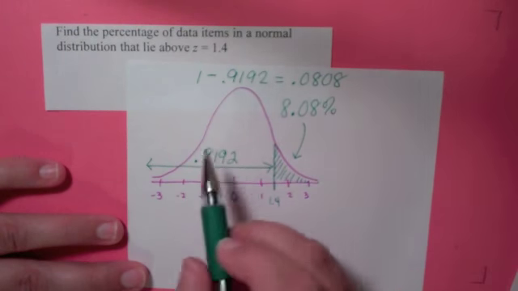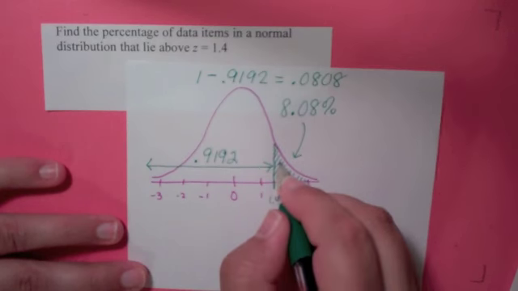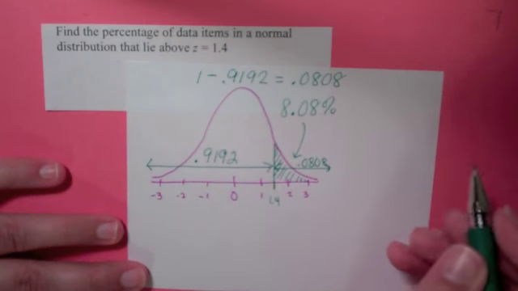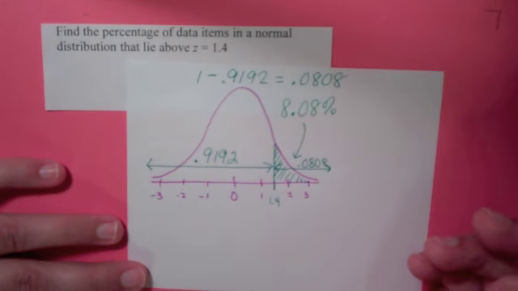And you can check: 0.9192 plus 0.0808 make up the 100%, the 1 that is under the normal curve.